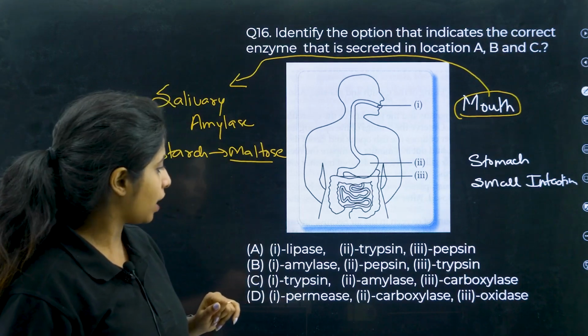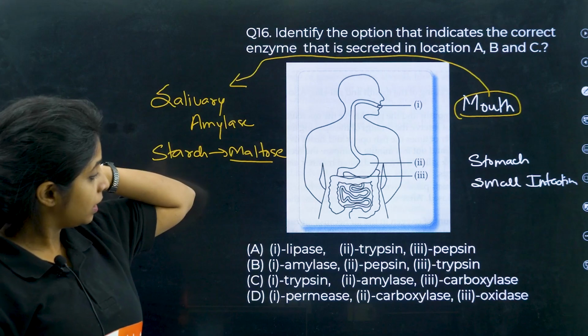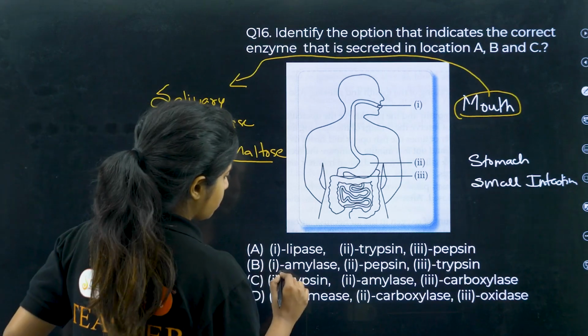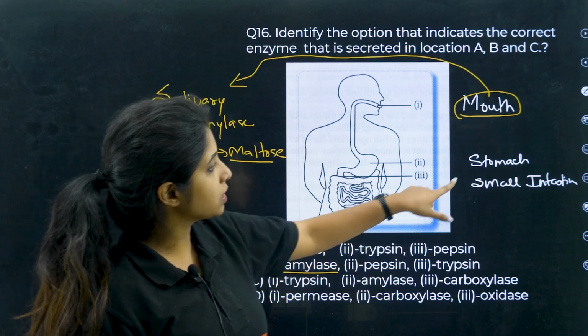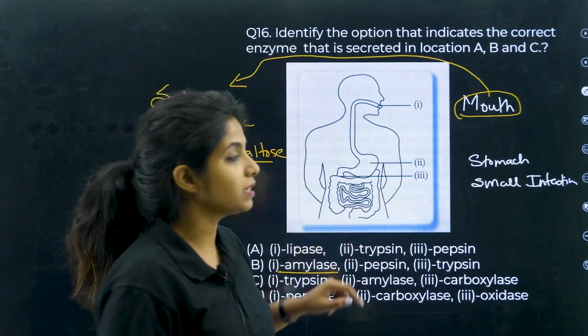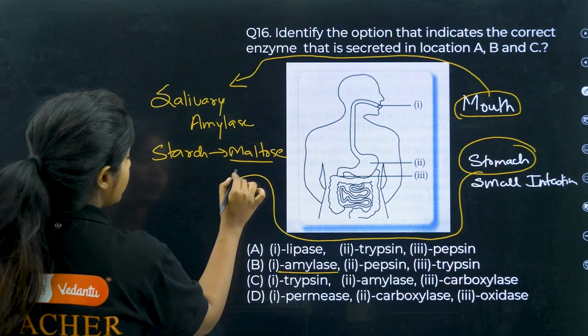Now in the stomach, what do we have? So let's see, the first one should be matching with amylase. So we just have one option that matches with amylase, and this should be the correct answer as well. Let's see, the second one is pepsin. Does stomach release pepsin? Yes, my dear children. Stomach is the first place where the proteins are broken down.